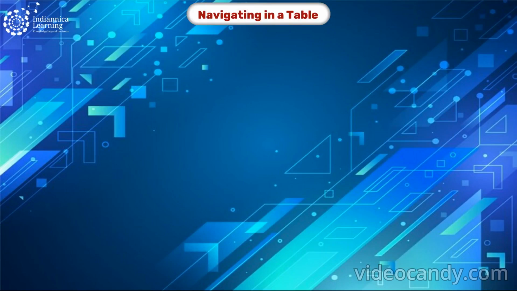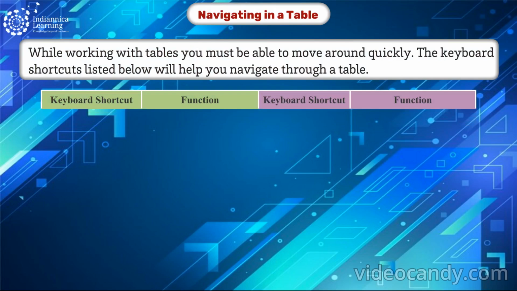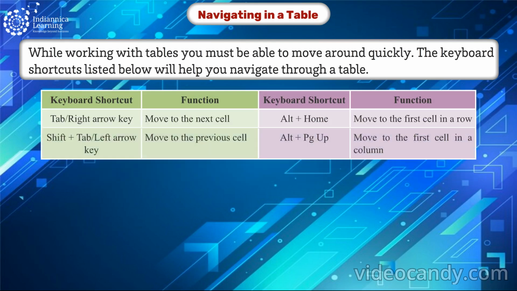Navigating in a table. While working with tables, you must be able to move around quickly. The keyboard shortcuts listed below will help you navigate through a table. Keyboard shortcut, Function. Tab or right arrow key, move to the next cell. Alt plus Home, move to the first cell in a row. Shift plus Tab or left arrow key, move to the previous cell. Alt plus Page Up, move to the first cell in a column.